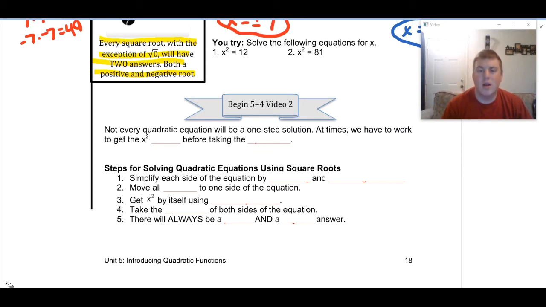This is going to help us solve some quadratics that may not be in that standard form or intercept form like we mentioned in Video 1. So let's go ahead and take a look at these.